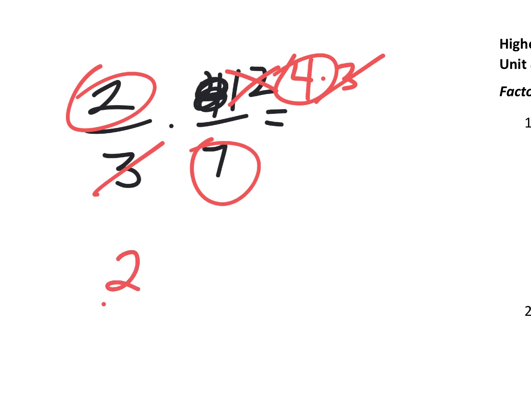So everybody try this one. 2/3 times 5 twelfths. Do you see what cancels? I do.